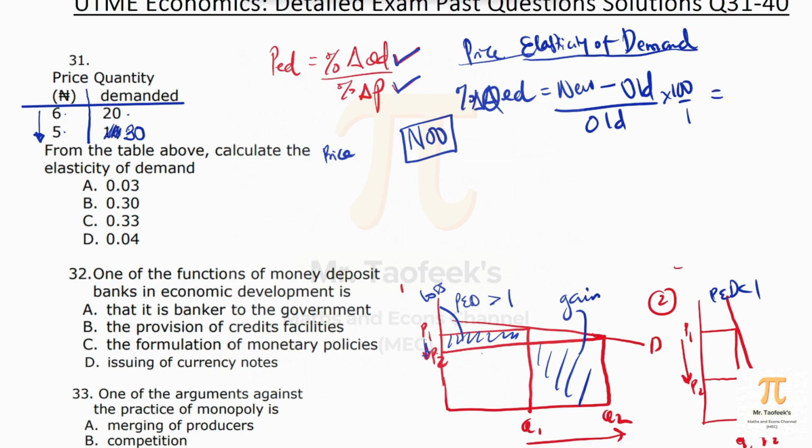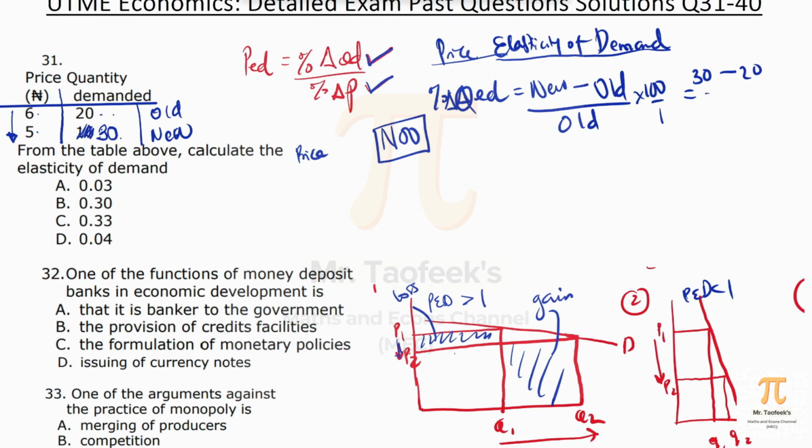So looking at this now, initial. Excuse me, it should be the other way around. So the old price is 6. So this is the old and this is the new. Okay. So what is our new quantity? Our new quantity is 30. Take away our old quantity, which is 20, divided by the old. Okay. Don't forget that. Divide by the old times 100 over 1.